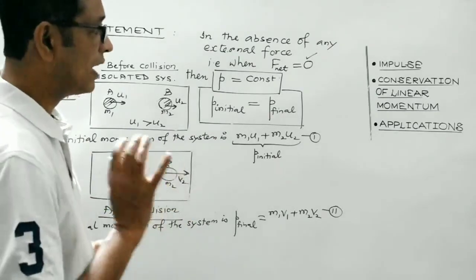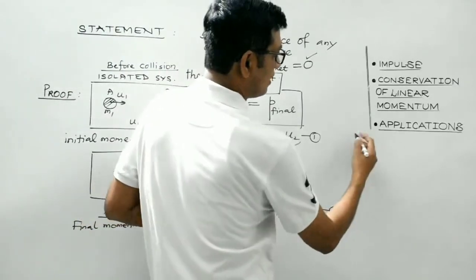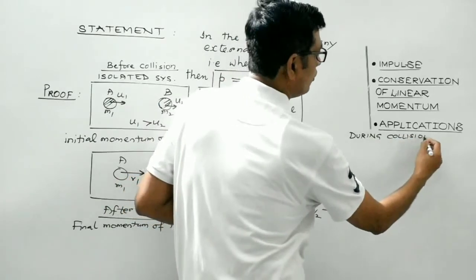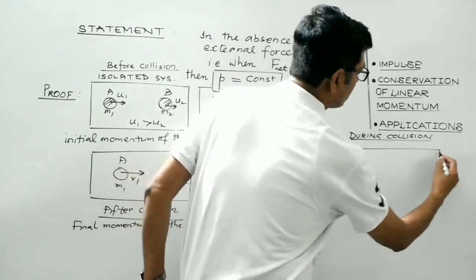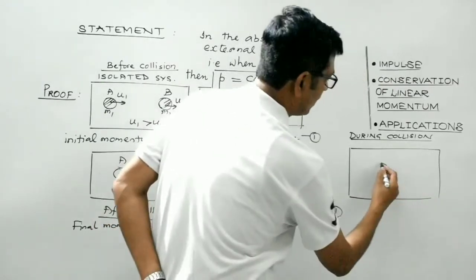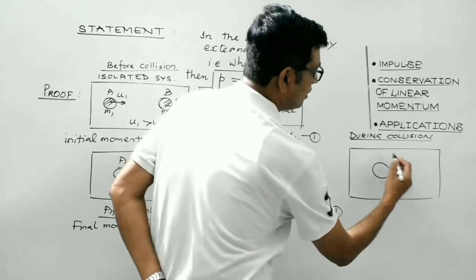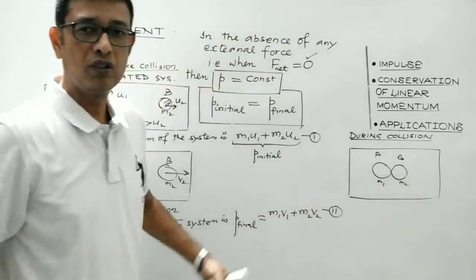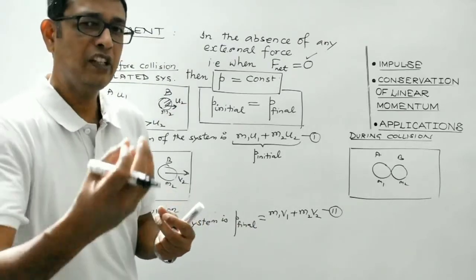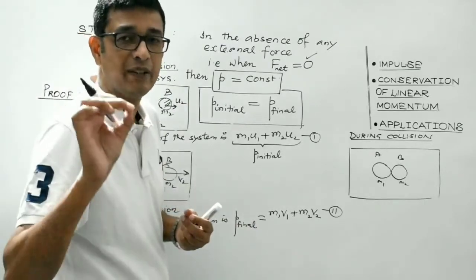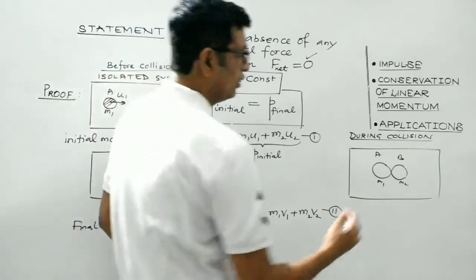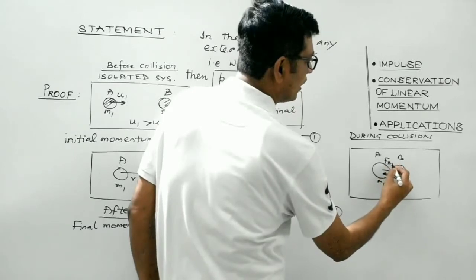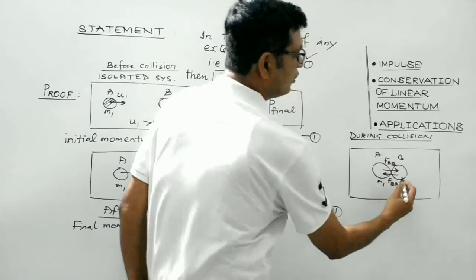Now, during the impact, during collision, when the two bodies collide, the diagram would be somewhat like this. These are the two bodies when they collide. This is A, this is B. This is our mass M1, this is our mass M2. Suppose they collide for a very short duration of time, delta t. They will exert force upon each other. Suppose they exert forces FAB and FBA on each other.